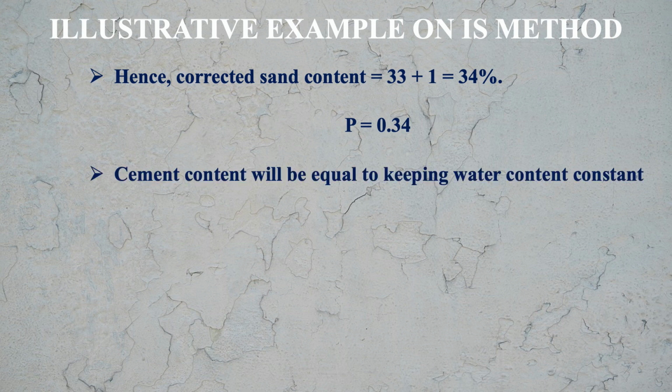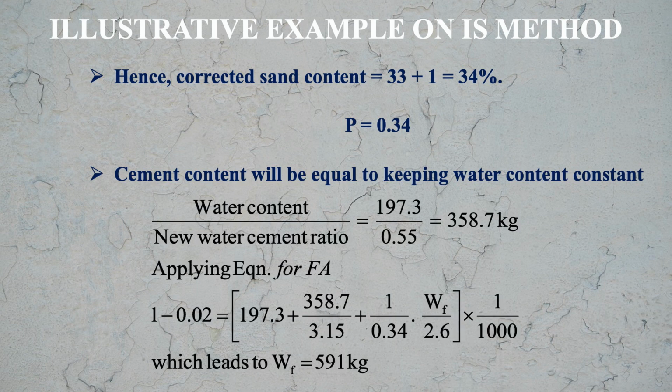The cement content is calculated keeping the water content constant. So water content divided by the new water cement ratio gives the cement content. Water content is 197.3 divided by the new water cement ratio, that is 0.55. That way we get the cement content as 358.7 kg. Now we can calculate the weight of fine aggregate and weight of coarse aggregate as we did earlier by applying the equations for fine aggregate.